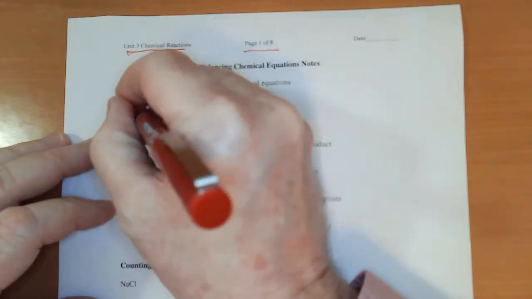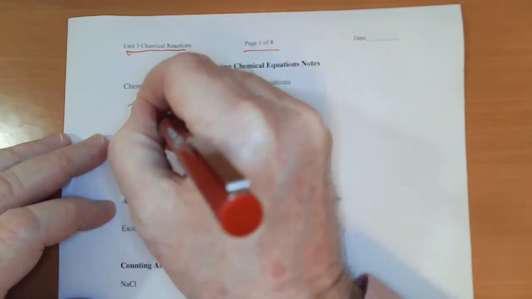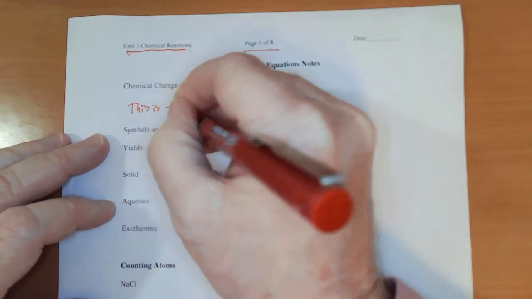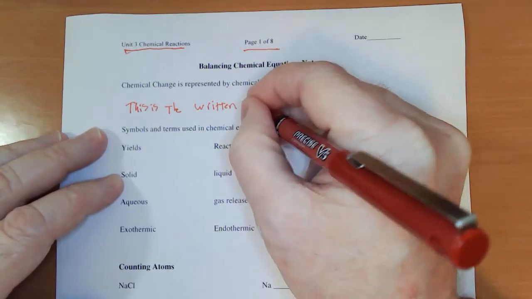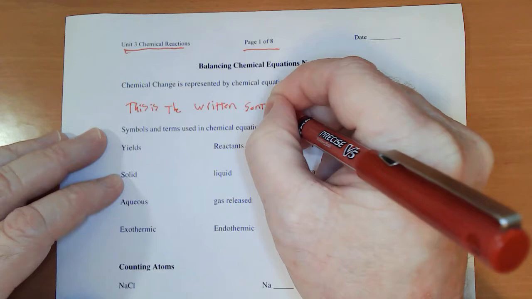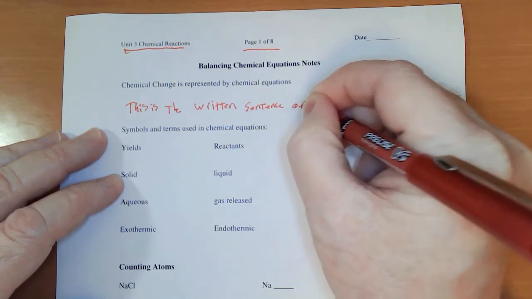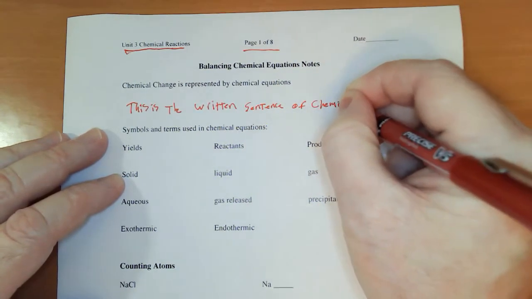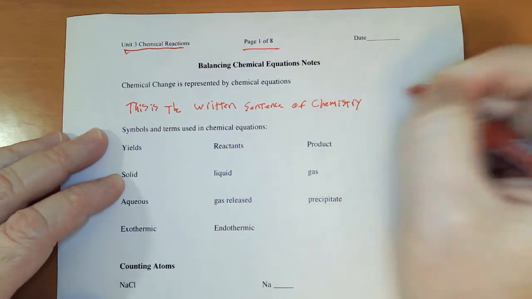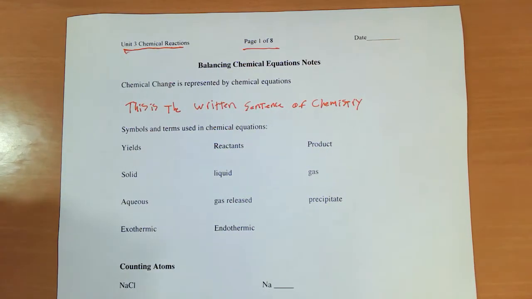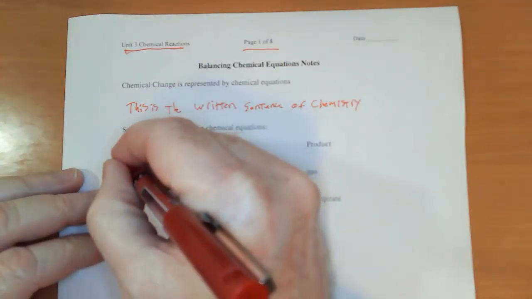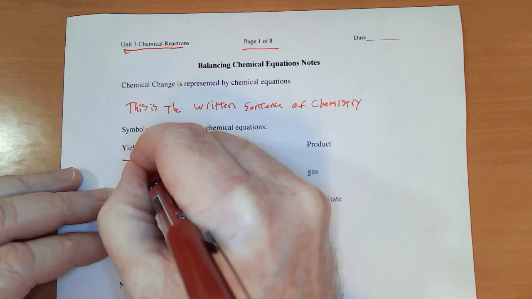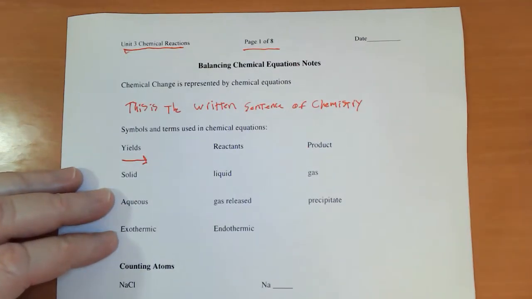Now, this is the written sentence of chemistry. Last chapter, we learned the words. Now we're learning how to put them together into a sentence. And there's pretty much only one verb we're going to concern ourselves with, yields. And that's an arrow pointing forward.